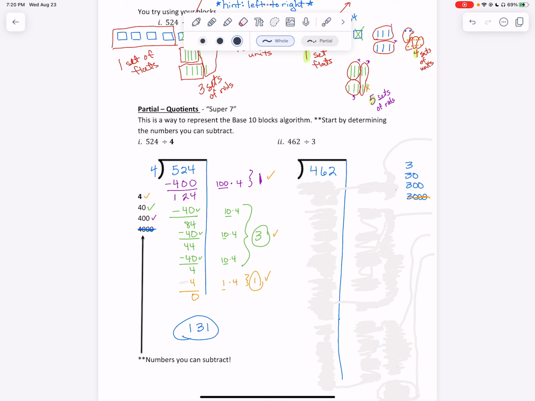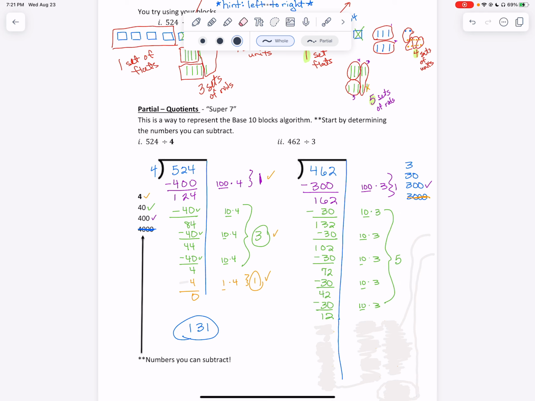We're going to subtract 300. When I subtract 300, I can only do that once, because all I have left is 162. So I don't have 300 to subtract, but I do have 30 to subtract. So I'm going to subtract 30 as many times as possible. Look how many times I subtracted 30: 1, 2, 3, 4, 5. So I subtracted 30 5 times.